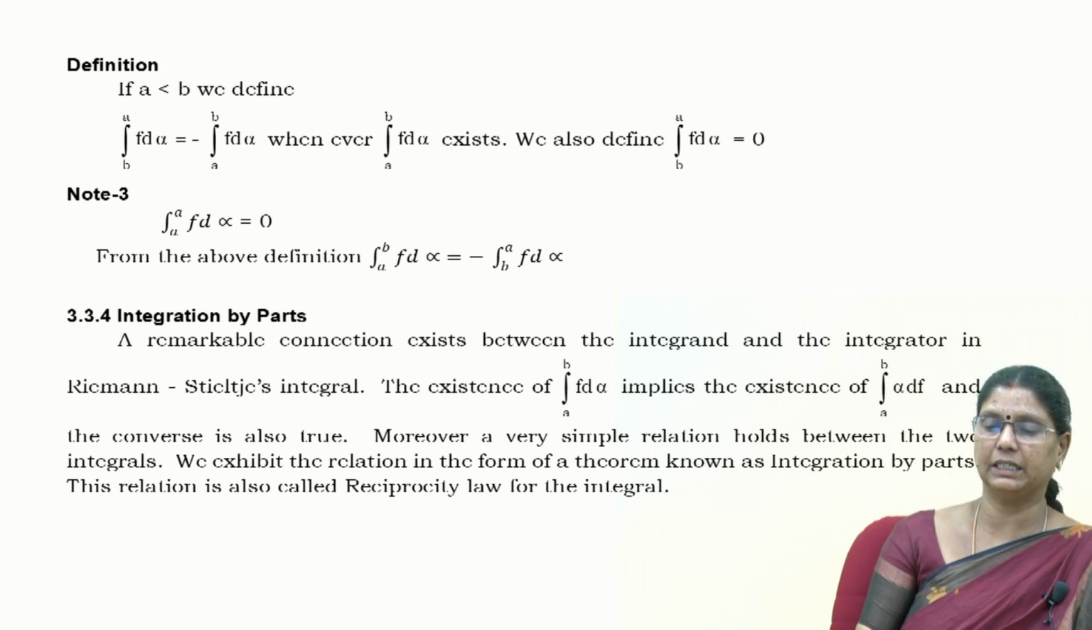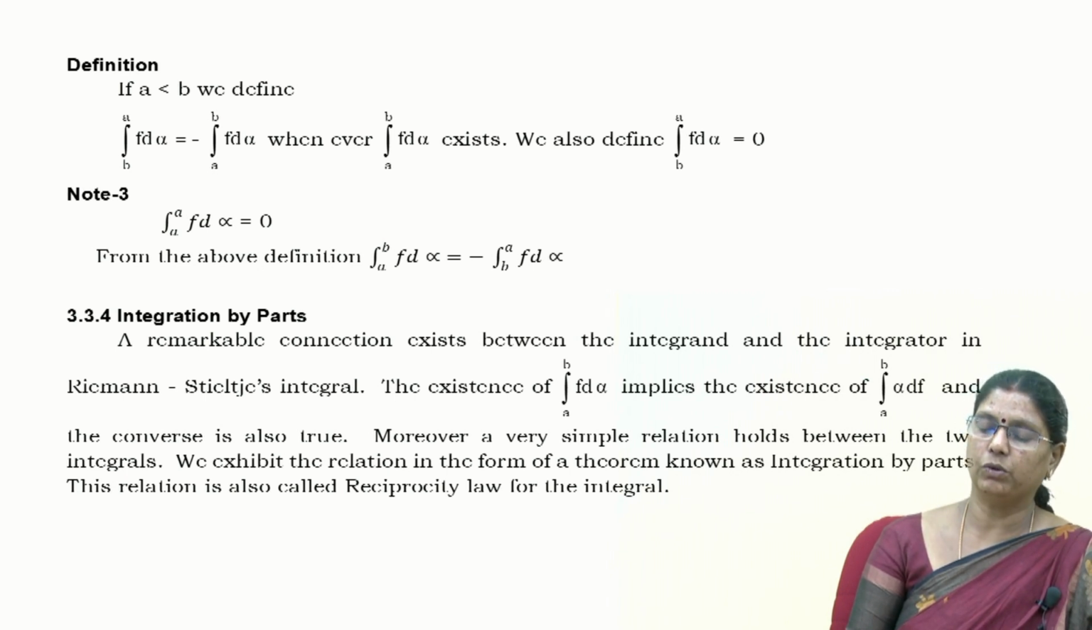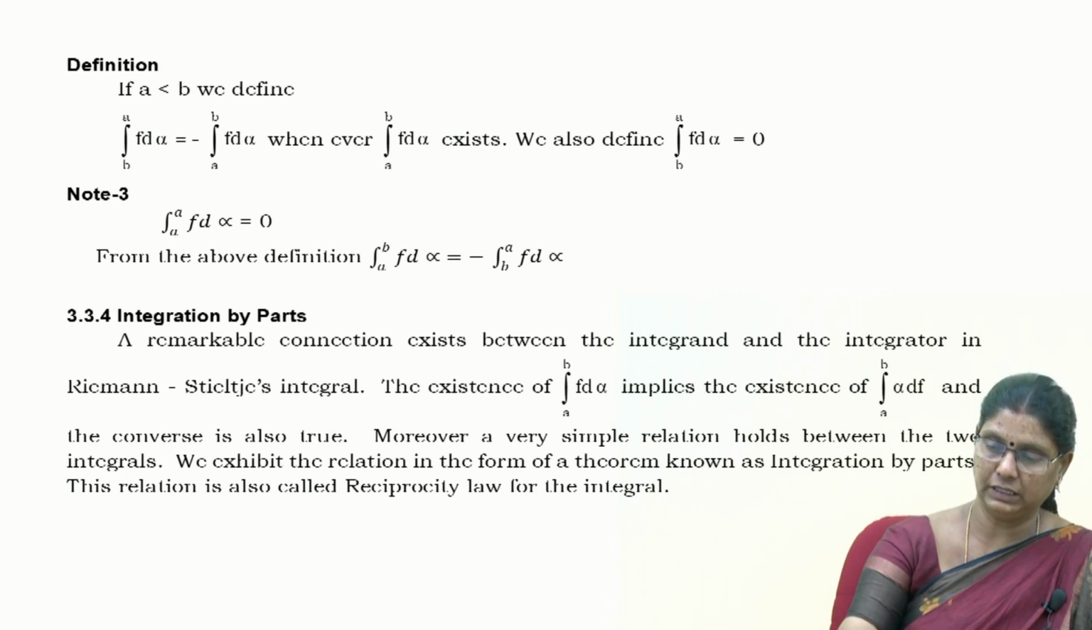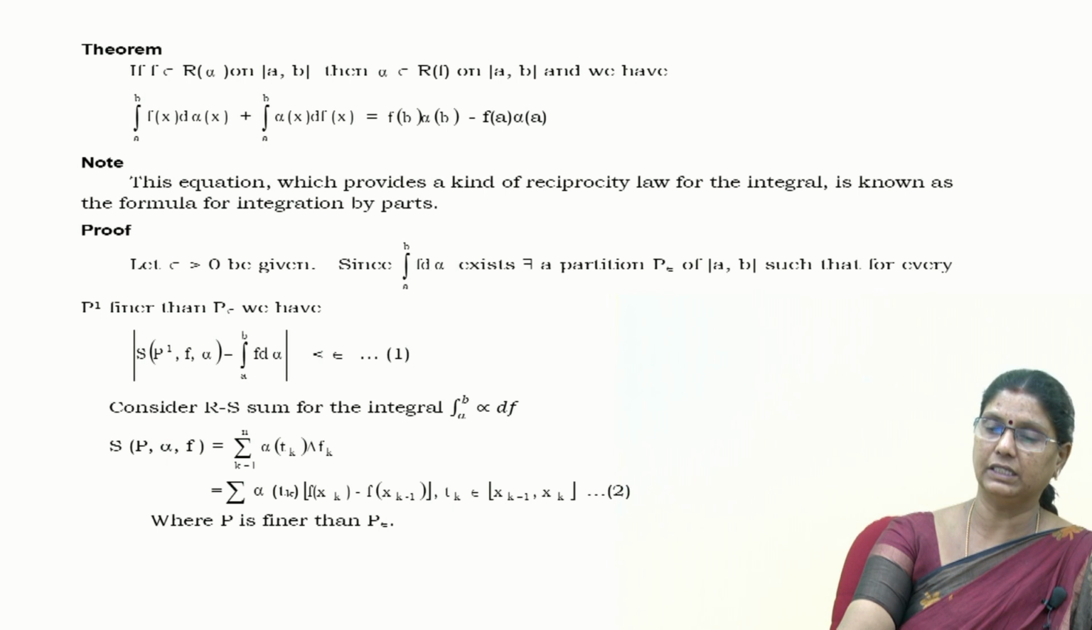Next section, integration by parts. A remarkable connection exists between the integrand and the integrator in the Riemann-Stieltjes integral. The existence of integral a to b f d alpha implies the existence of integral a to b alpha d f, and the converse is also true. Moreover, a very simple relation holds between the two integrals. We exhibit the relation in the form of a theorem that we know as integration by parts, and this relation is called the reciprocity law for the integral, or also we can call this a formula for integration by parts.